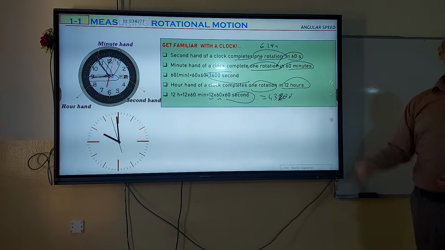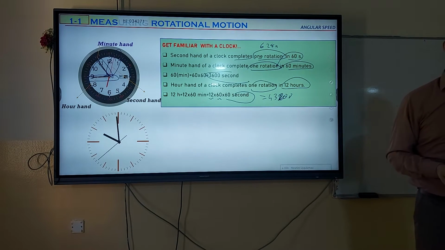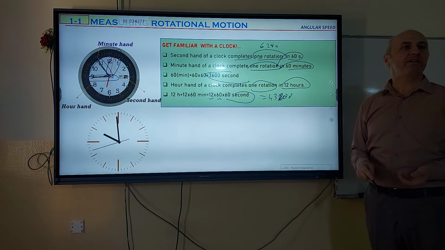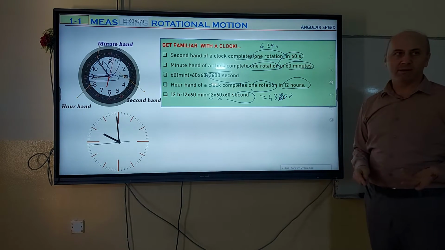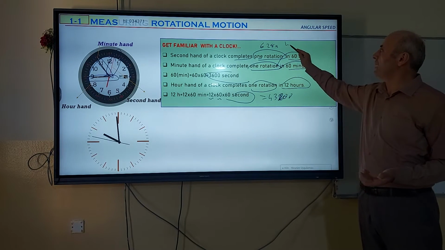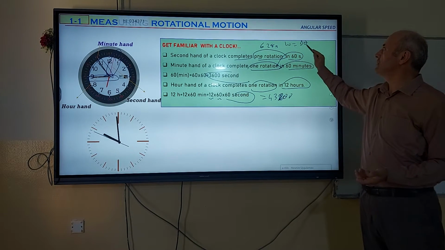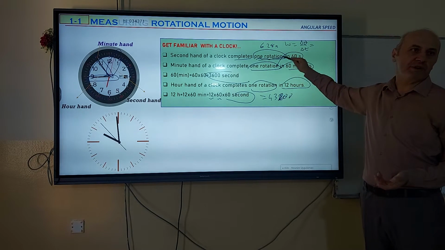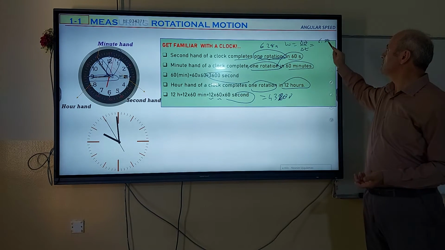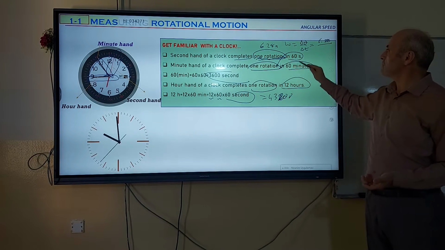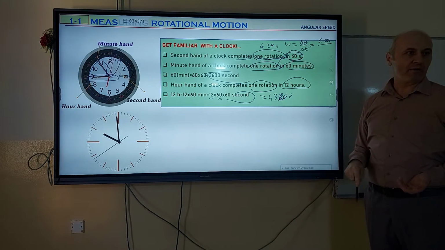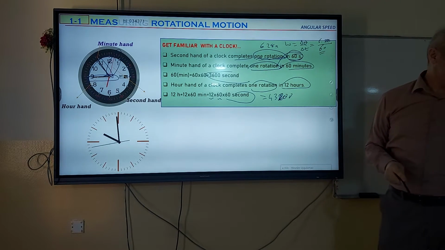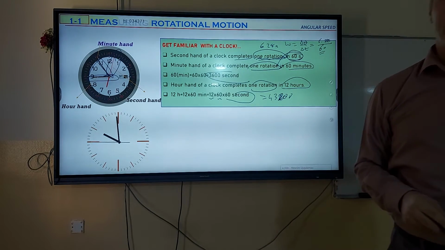So where do we use them? We use them in calculation of the angular speed. For example, what is the angular displacement, angular speed of the second hand? Then I'm going to use omega equals delta theta over delta t. What is one rotation measured in radian? 6.28. What about time for one rotation? 60 seconds. And when you divide them, you will get the angular speed of the second hand.